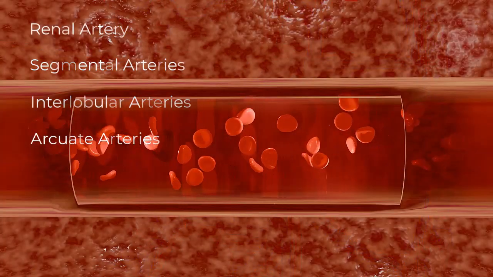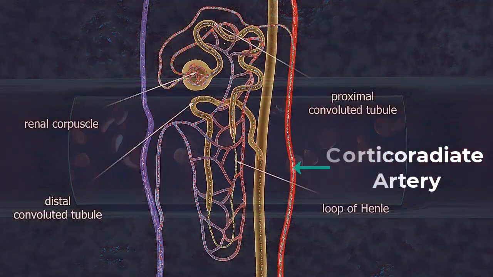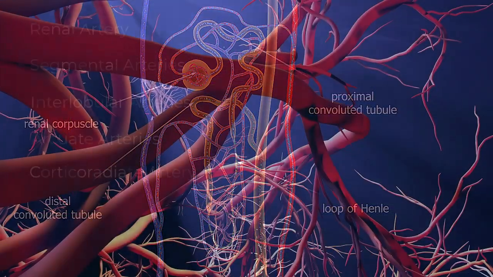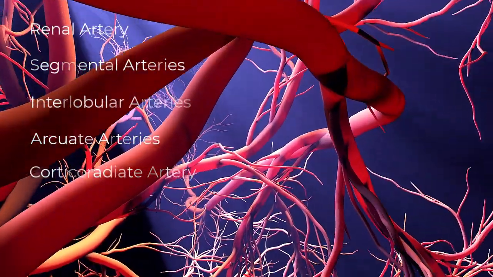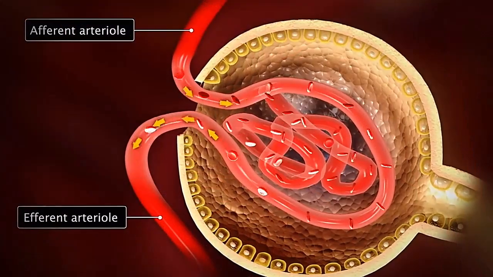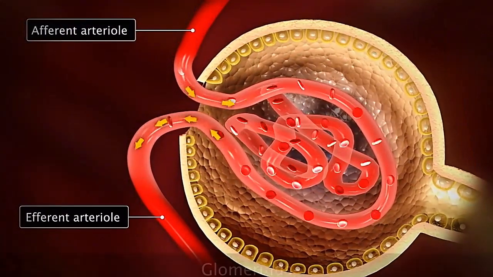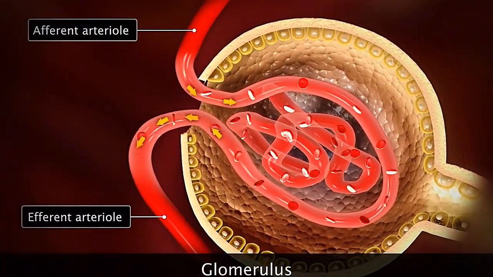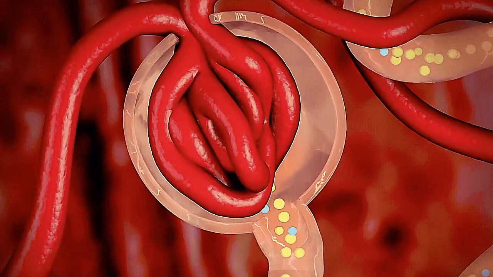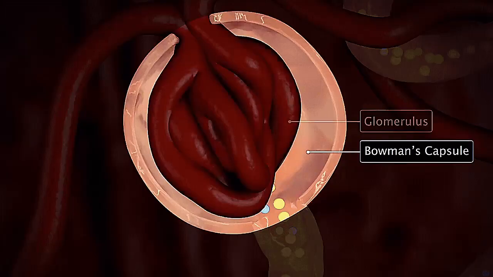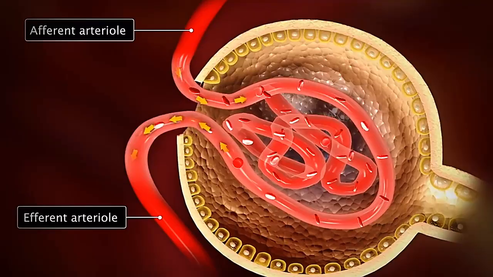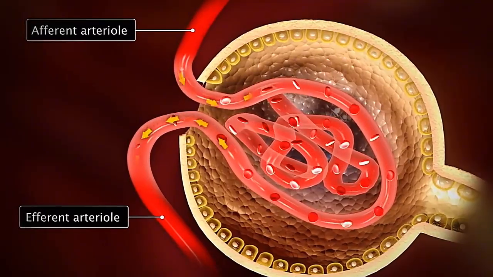Each arcuate artery gives rise to several corticoradiate arteries, which pass upward into the cortex. As a corticoradiate artery ascends through the cortex, a series of afferent arterioles arise. The afferent arteriole leads to a ball of capillaries called the glomerulus. The glomerulus is enclosed in a sphere called the glomerular capsule, or sometimes called the Bowman's capsule. Blood leaves the glomerulus by way of the efferent arteriole.